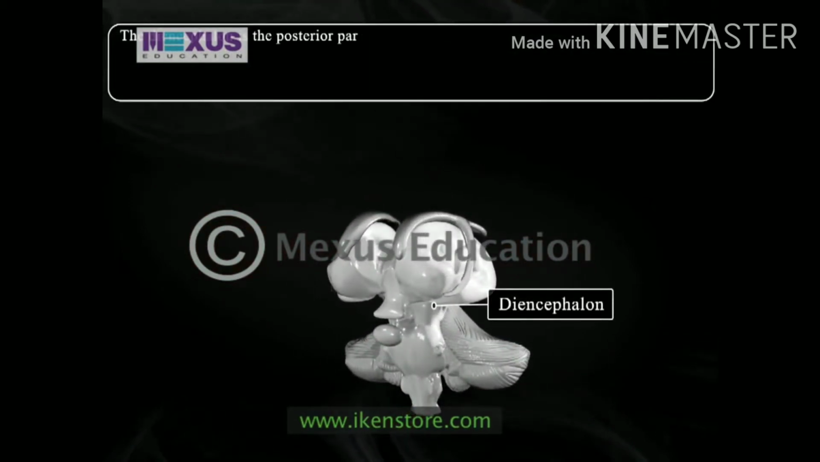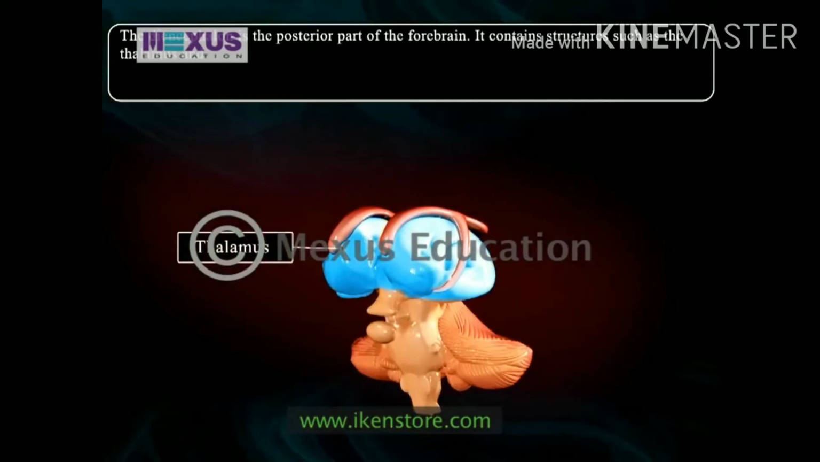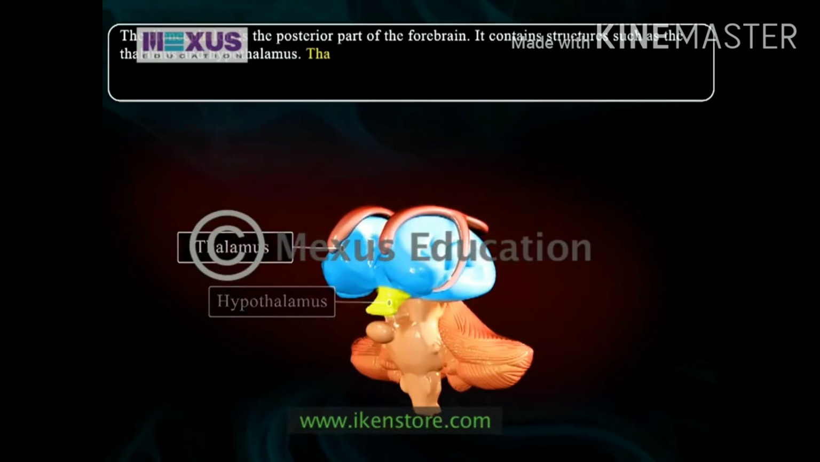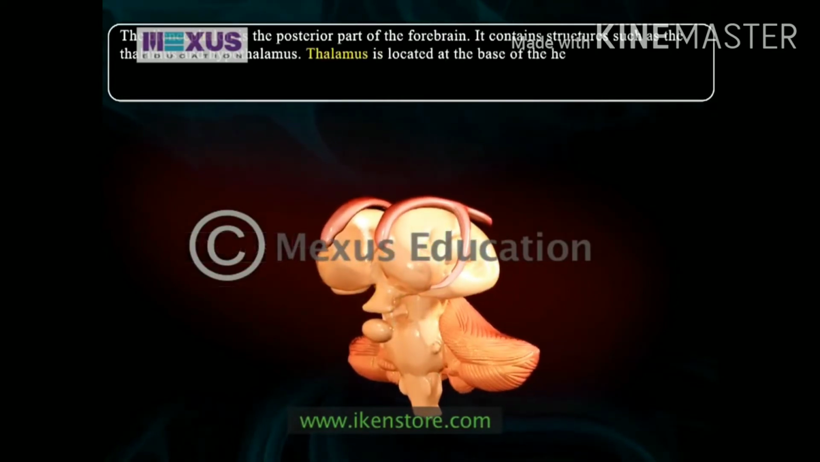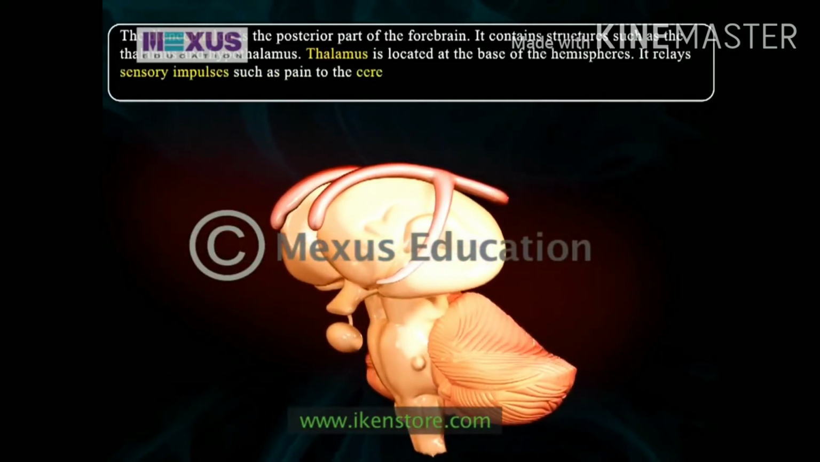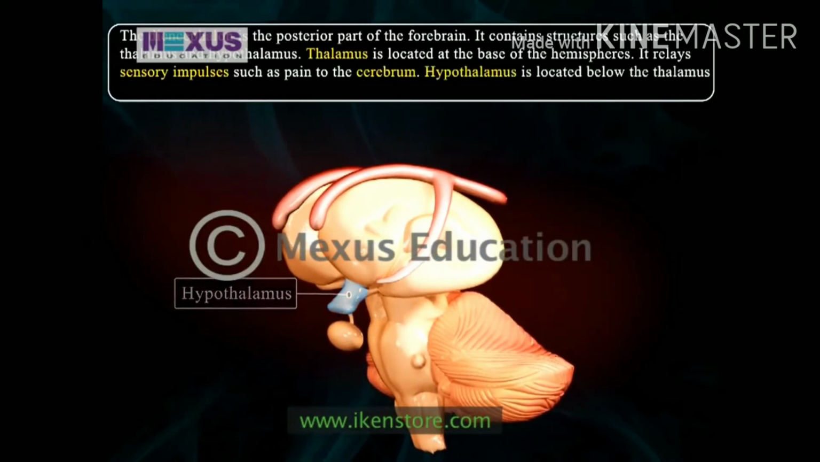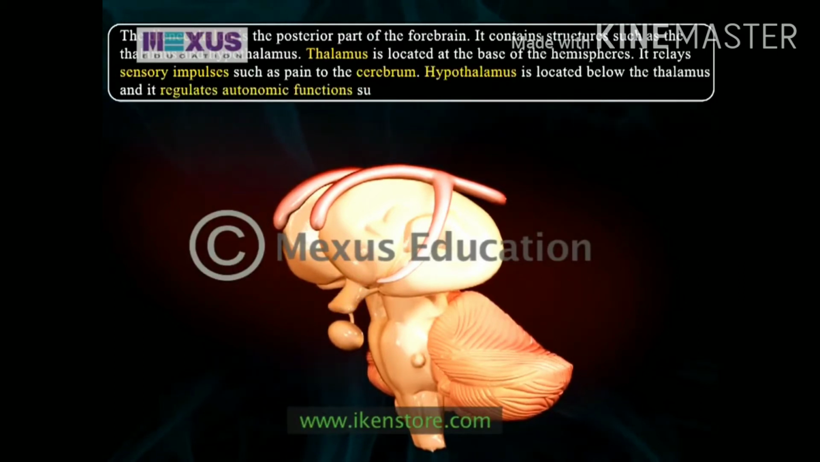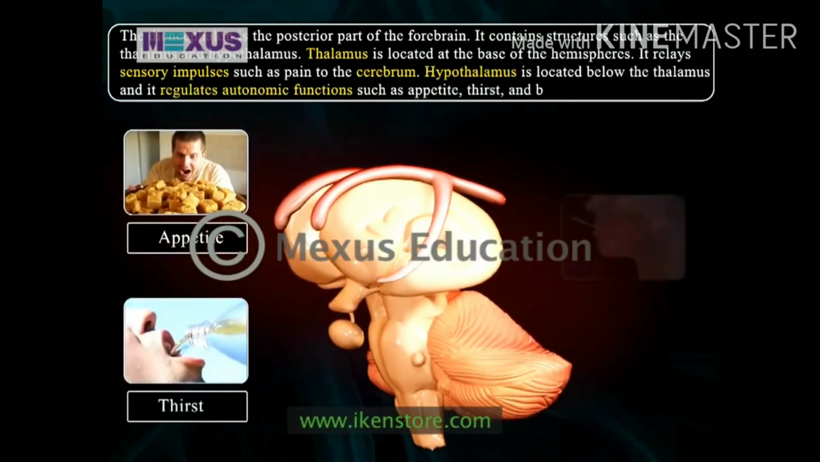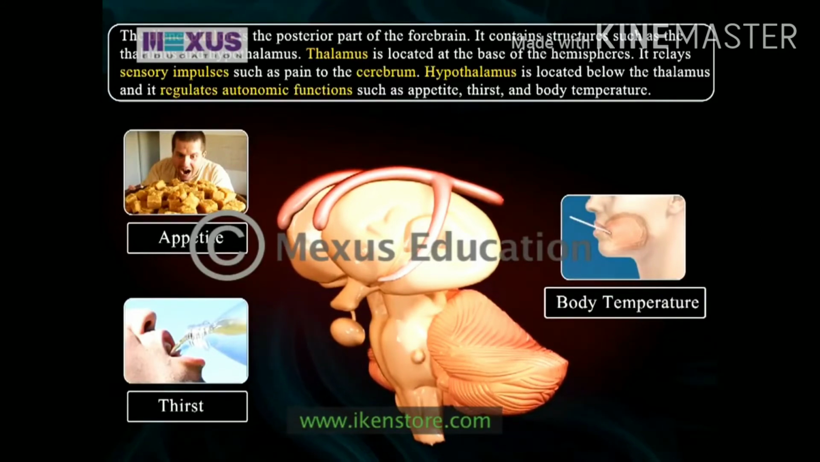Diencephalon is the posterior part of forebrain. It contains structures such as the thalamus and hypothalamus. Thalamus is located at the base of the hemispheres. It relays sensory impulses such as pain to cerebrum. Hypothalamus is located below the thalamus and it regulates autonomic functions such as appetite, thirst, and body temperature. It also secretes hormones that stimulate or suppress the release of hormones, for example, growth hormone in the pituitary gland.